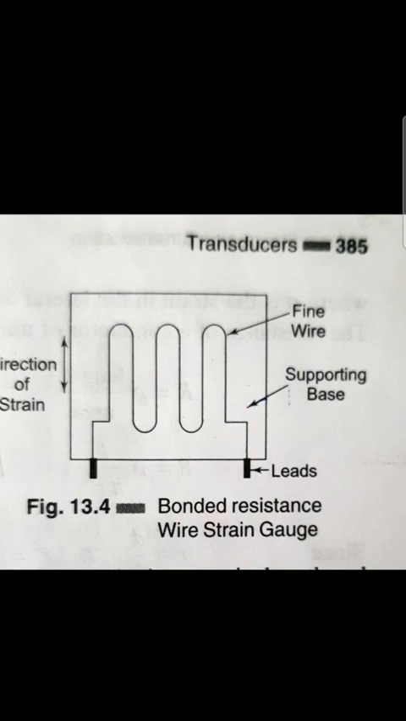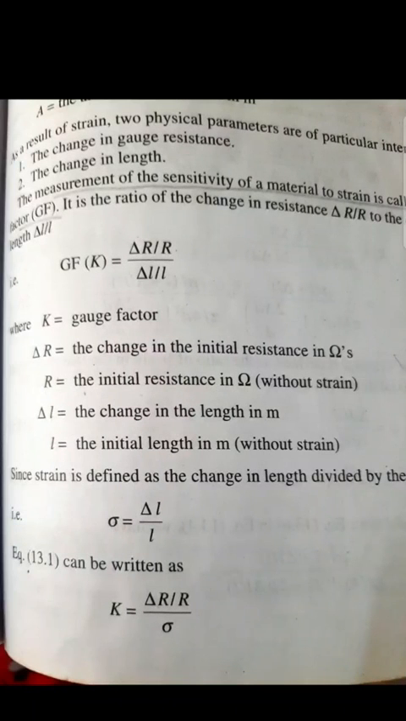The spreading of the wire permits uniform distribution of the stress. The carrier is then bonded or cemented to the member being studied. This permits a good transfer of the strain, and the carrier carries it to the wire. The tensile stress tends to elongate the wire, thereby increasing its length and decreasing its cross section area. The combined effect is an increase in the resistance, as seen in the following equation.